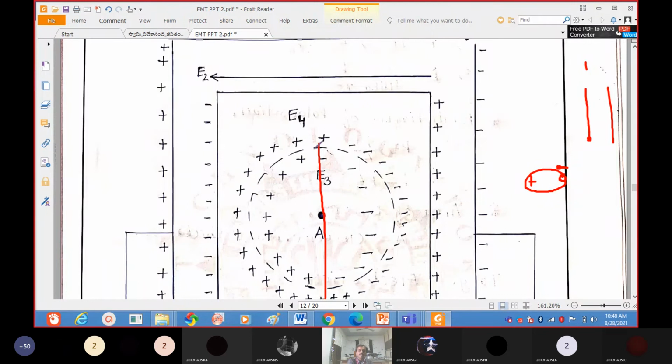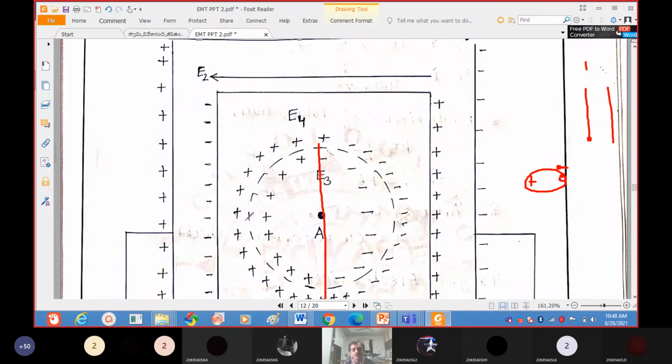Now E3. Let us assume a spherical cavity here. Inside the cavity, the spherical shape means a symmetric shape. Because of the symmetric shape, the number of atoms on one side is equal to the number of atoms on the other side, upper side and lower side. That's why the resultant electric field due to these atoms at the point A is 0. That's why E3 equals 0.